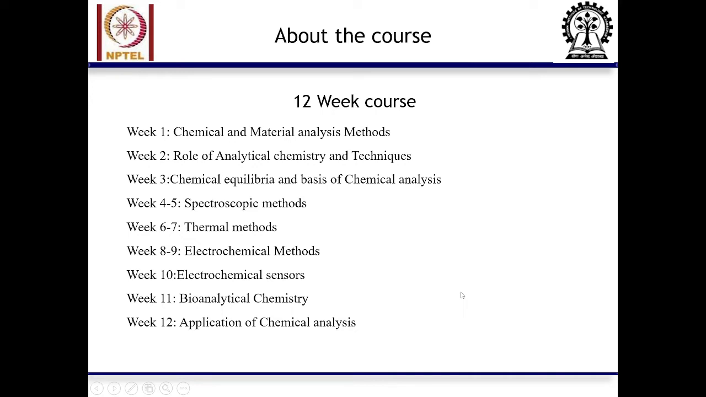This is the 12-week course in which in week one you will learn about chemical and material analysis methods. In week two we will go through the role of analytical chemistry and techniques. In week three we will go through chemical equilibrium and basis of chemical analysis. Weeks 4 and 5 cover spectroscopic methods, where we will discuss the interaction of light and matter. In weeks 6 and 7, we will discuss thermal methods, basically TGA and DSC. Weeks 8 and 9 cover electrochemical methods. Week 10 covers electrochemical sensors. In week 11 we will see bioanalytical chemistry. And week 12 covers the application of chemical analysis.